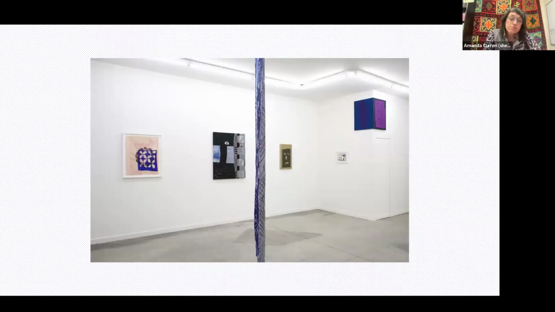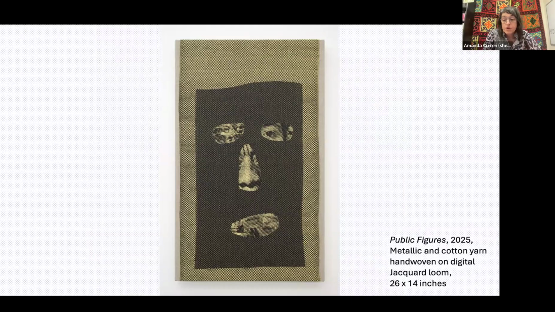Here's another view of the show. This work, Public Figures, is metallic gold yarn woven with a shaded satin structure. For me, I collaged a singular face out of many different public figures' facial features to combine into one collective mask. They're all individuals who hold inspiration for me for the themes from the show. You might recognize some of them.